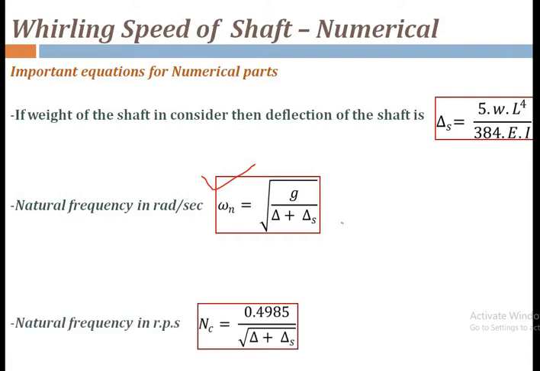Natural frequency in RPS can be calculated by this equation: Nc equal to 0.4985 divided by root delta plus delta S.